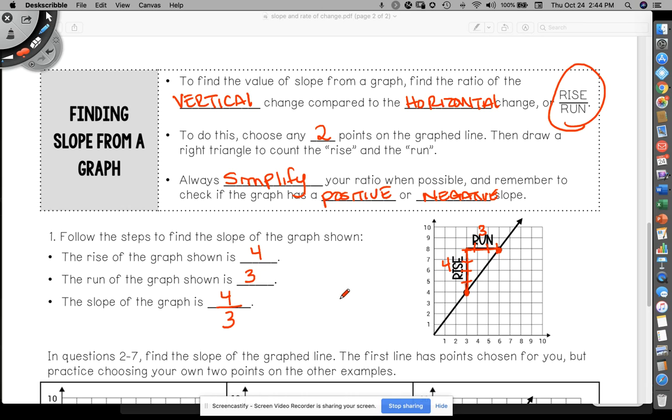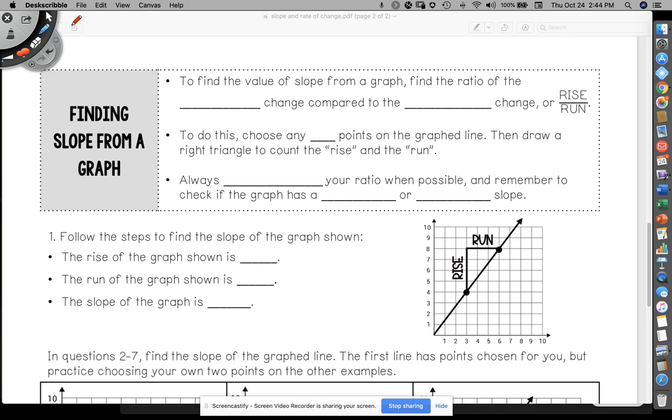Now, these are ratios. They are not fractions. So do not change this into 1 1/3. It is for every 4, you go over 3. It's a ratio. Now, you can simplify ratios, but in this case, we don't need to simplify because this can't get any smaller. So let's move on to some examples down below here.